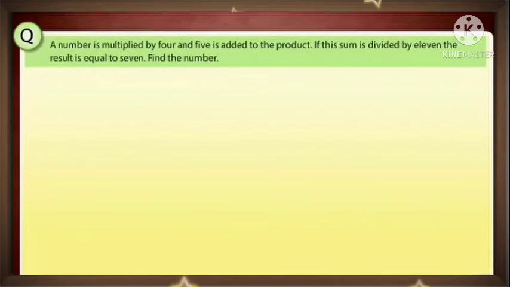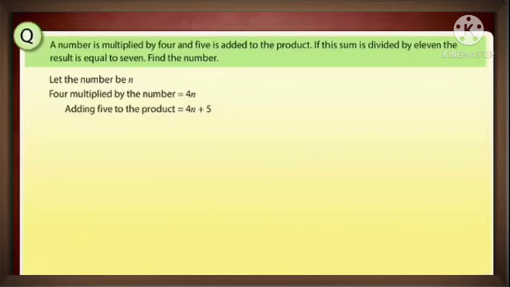Next, we assign a letter or variable to the quantity we are trying to find. Here, let's call the number n. Now, we represent the word sentences of the problem in symbolic language step by step. So, n multiplied by 4 is represented by 4n. Then, the problem states that 5 is being added to the product. This is represented by 4n plus 5.